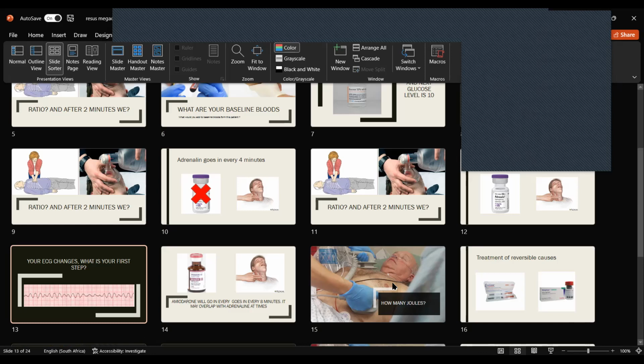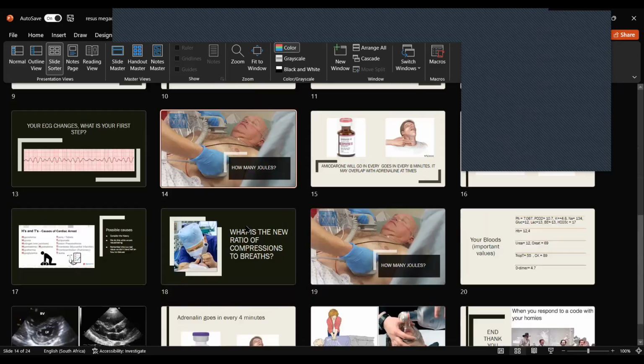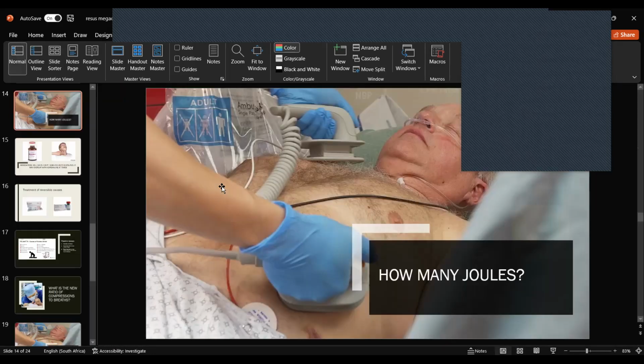So in other words, we defibrillate the patient. That's the very first thing that we do. Okay, so we apply our stickers, put our gel, switch off our oxygen. How many joules are we going to give the patient? Very good, excellent. Wow, you guys are actually doing really well now.